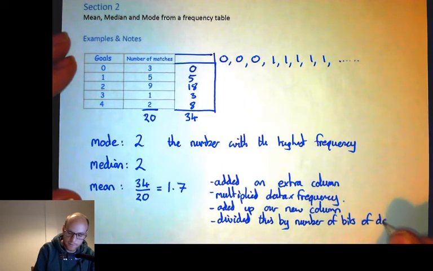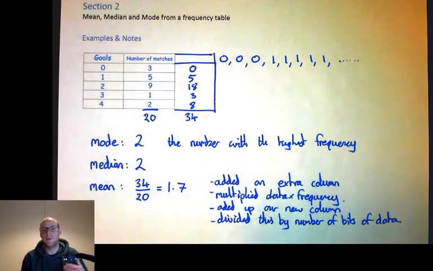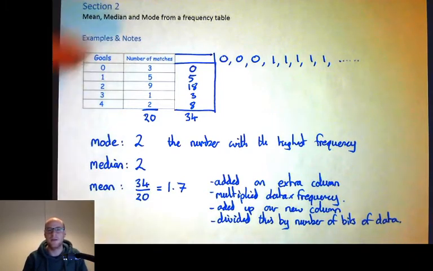Now, you might want to write that out and just remember how to do that, but it'd be really helpful if you understood why you're doing that. Remember, all you're doing is you're trying to add up all the bits of data and divide by how many there are, and that's what we need to do in the table.